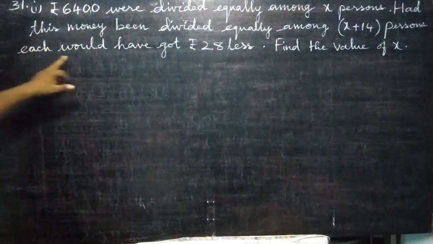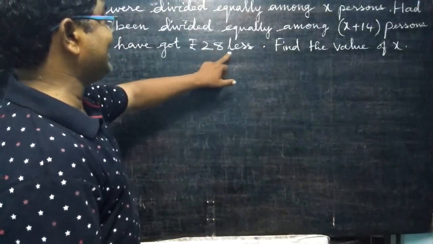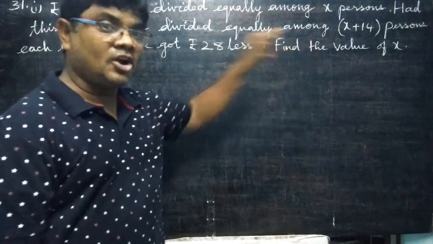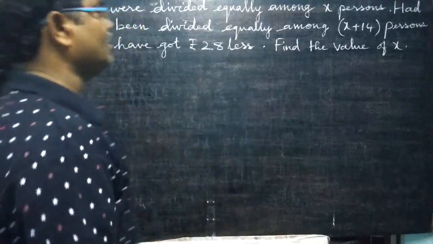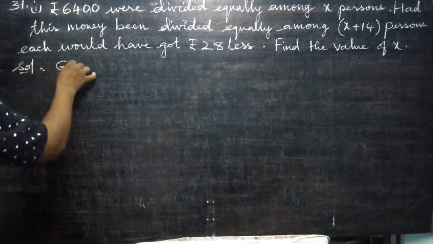Next, each would have got rupees 28 less. Why rupees 28 less? 14 persons have joined, that's why they will get 28 rupees less. Find the value of x. Solution given.